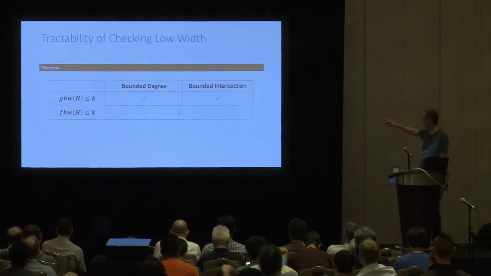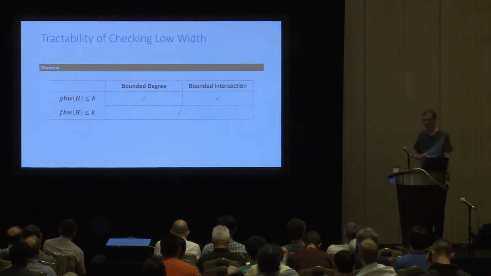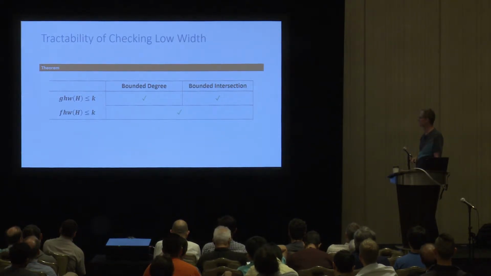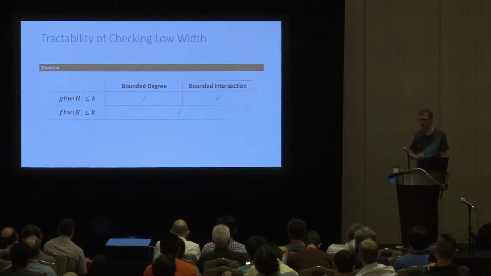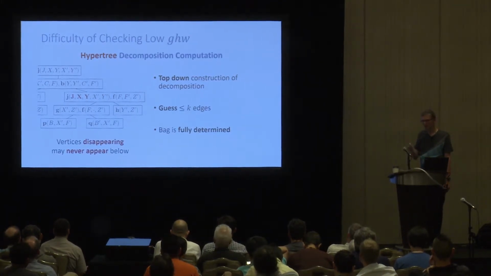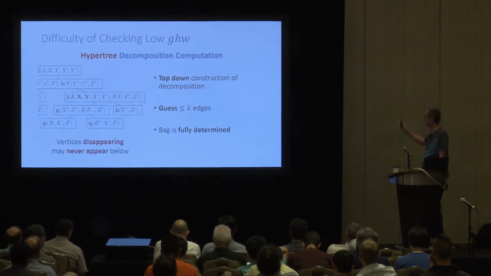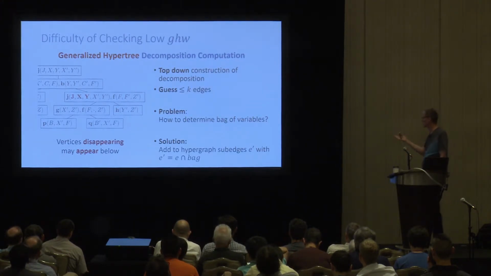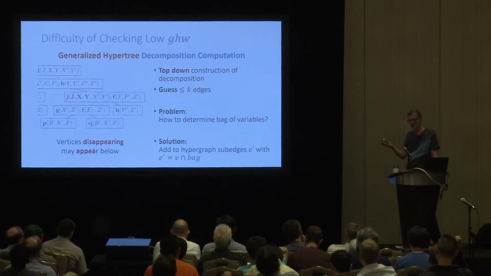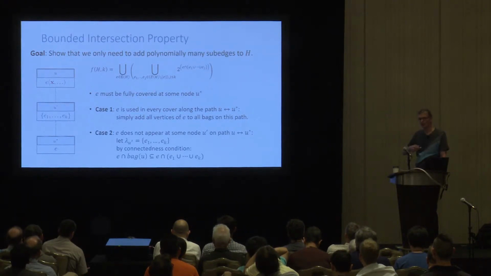And we managed to show that in case of bounded degree and bounded intersection, the check problem for generalized hypertree widths becomes tractable. If we impose both restrictions, then also for fractional hypertree widths, we could show tractability. Actually, if I had had more time, I would give you some idea of why computing hypertree decompositions is easy because of the special condition, and generalized hypertree decompositions is hard because this special condition is missing. But if we have the bounded intersection property, then it becomes easy again.